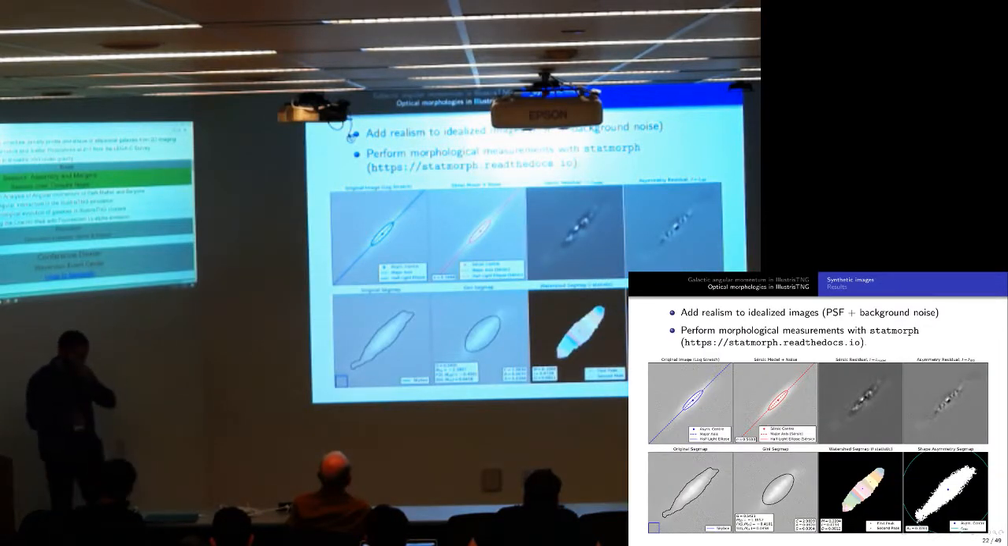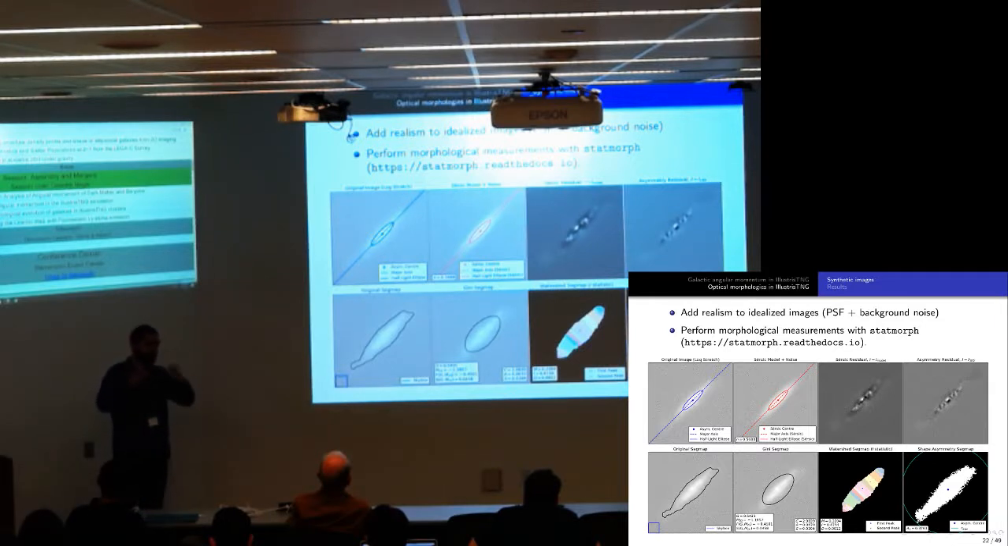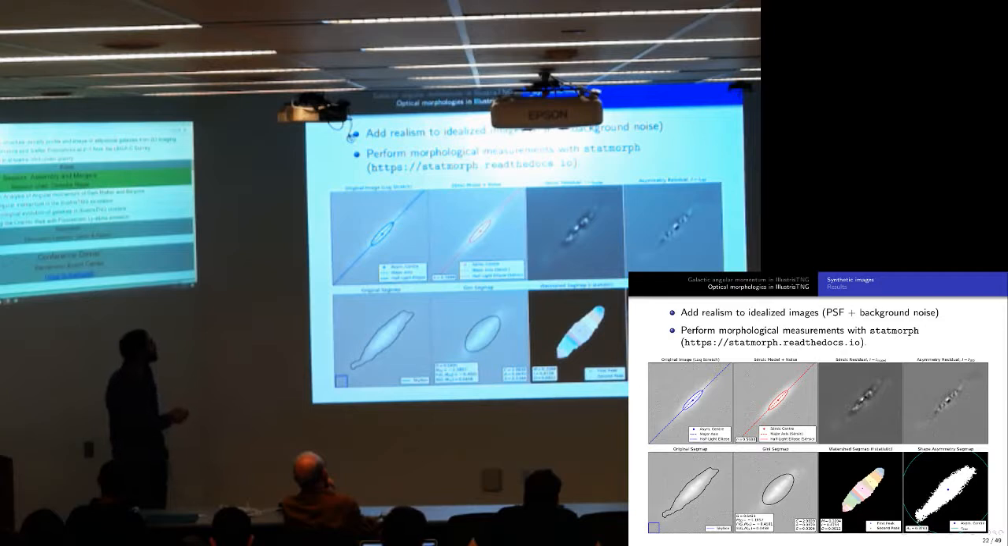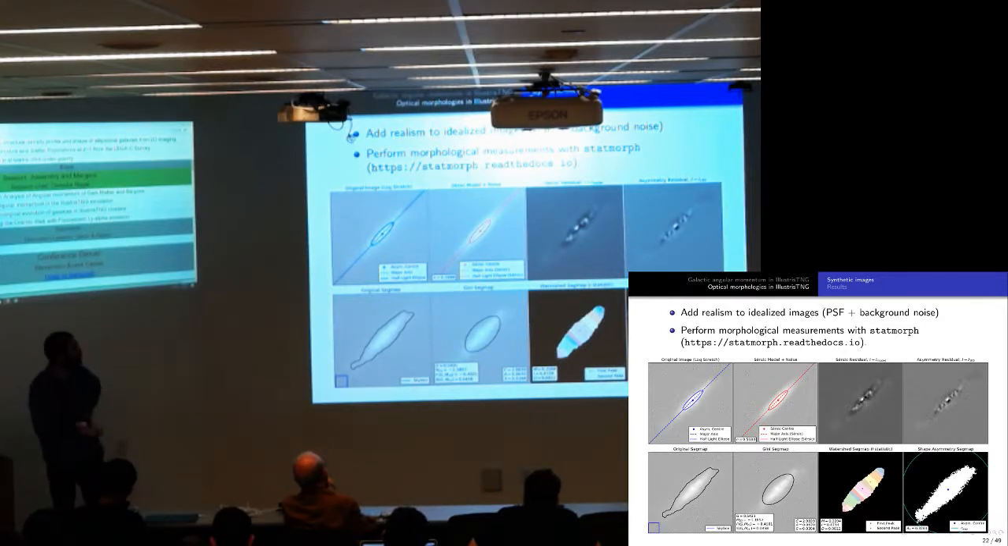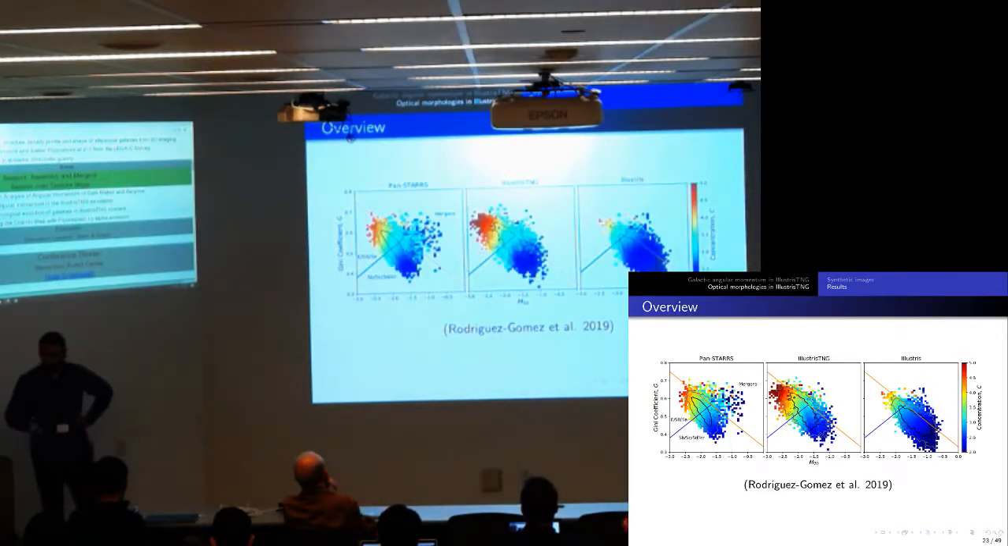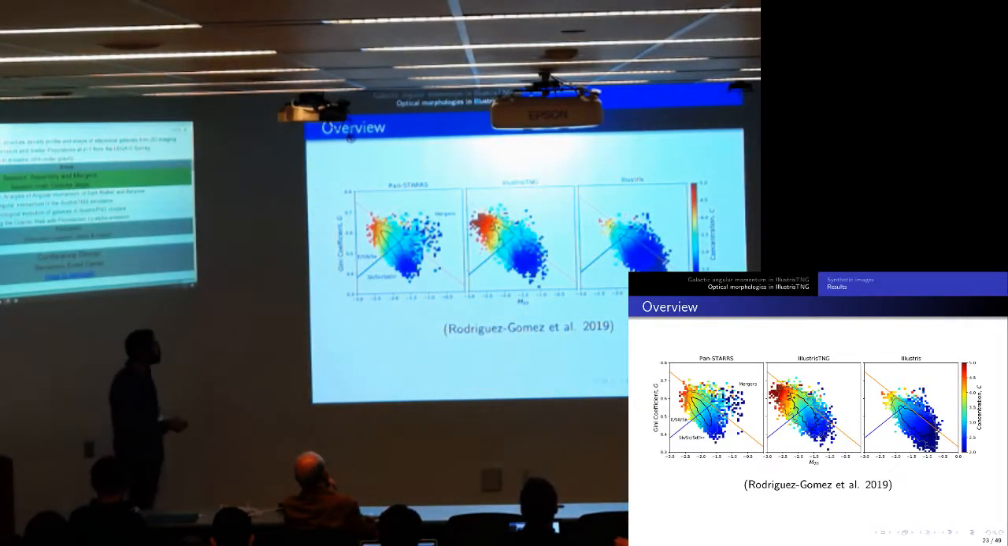And then you can analyze these images in exactly the same way as you would analyze a real image. Here we're measuring the various morphological parameters using this StatMorph code, which I developed during my postdoc. It's actually public, so you can measure non-parametric morphologies like Gini, M20. You can also do single component Sersic fits, etc. So we made a very apples-to-apples comparison between observations and theory.